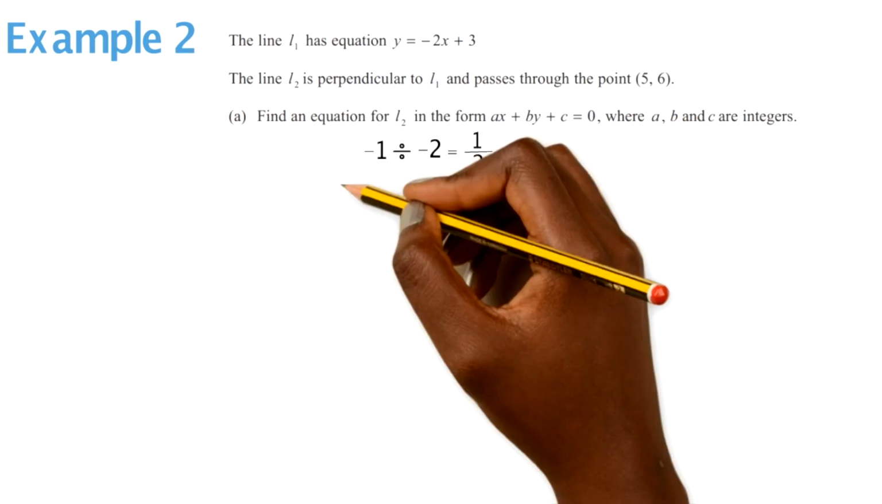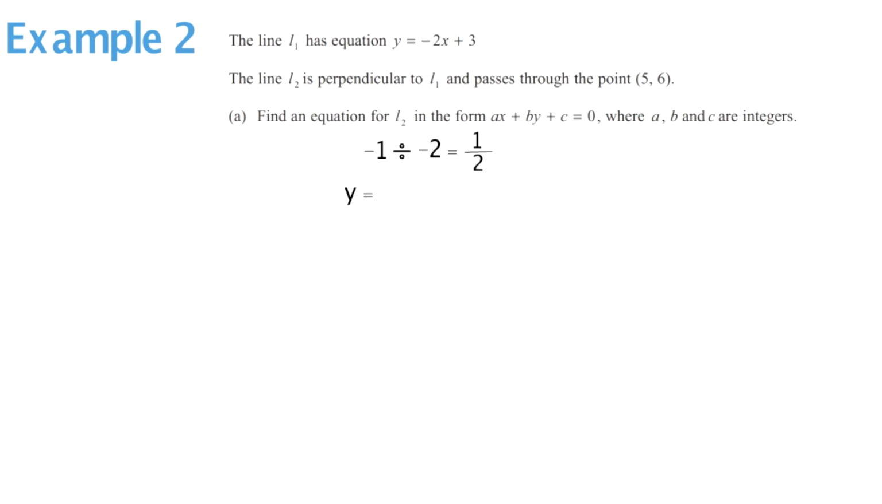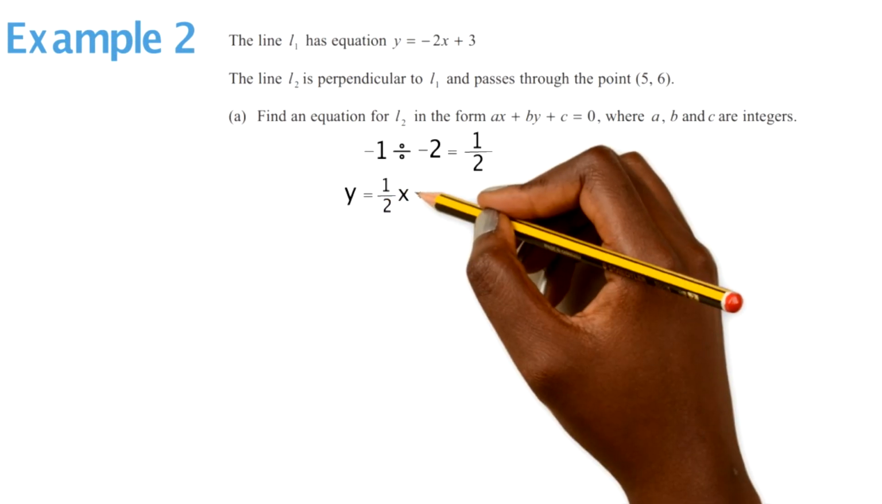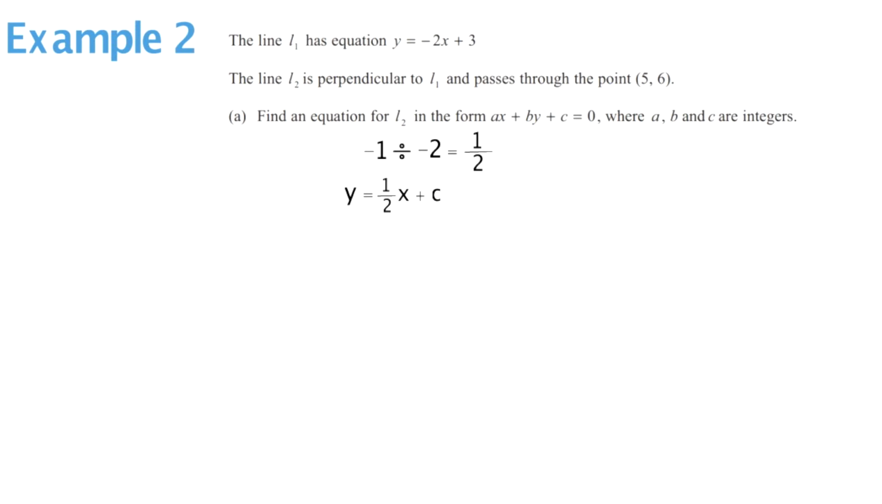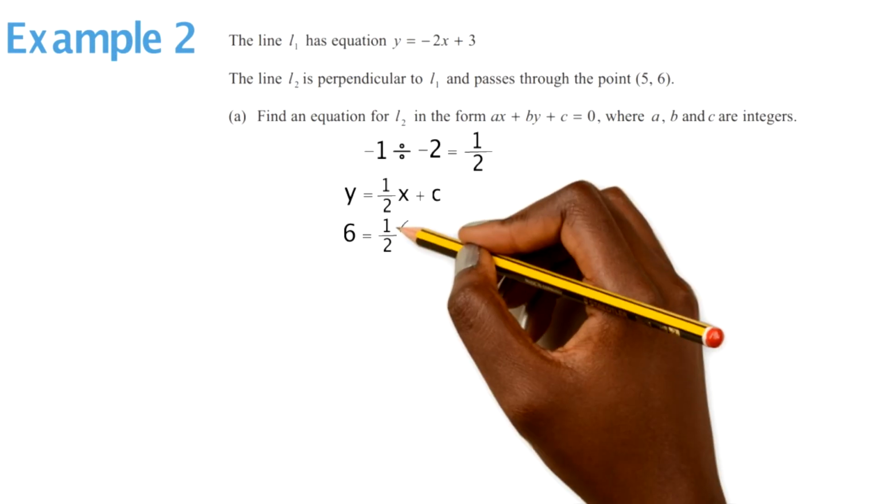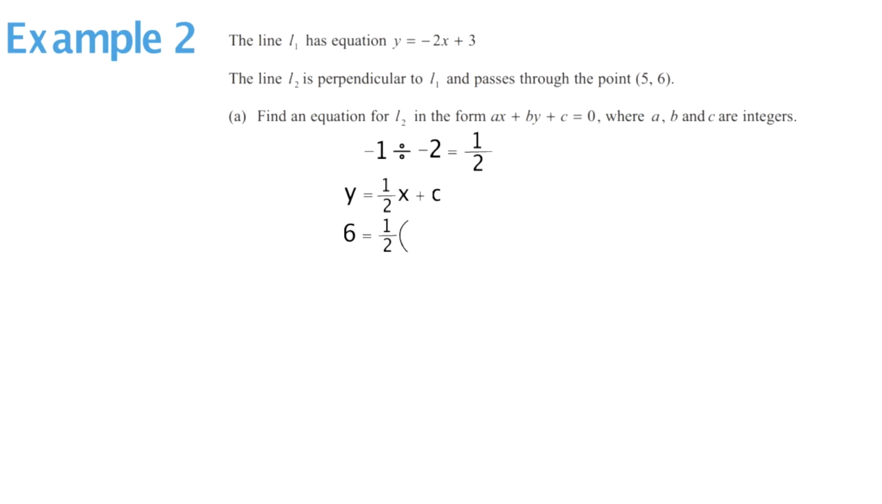So we're going to substitute that 1/2 into our y equals mx plus c. So rather than y equals mx plus c, it's going to be y is equal to 1/2 x plus c. Then we're going to substitute the point (5, 6), because that's the point that actually falls on line 2, into that formula to work out what c is. So it's going to be 6 is equal to 1/2 multiplied by 5, because that's the x coordinate, plus c.